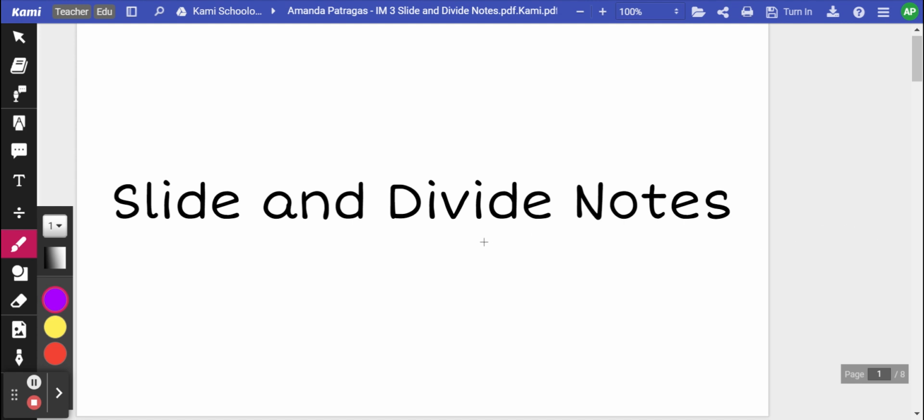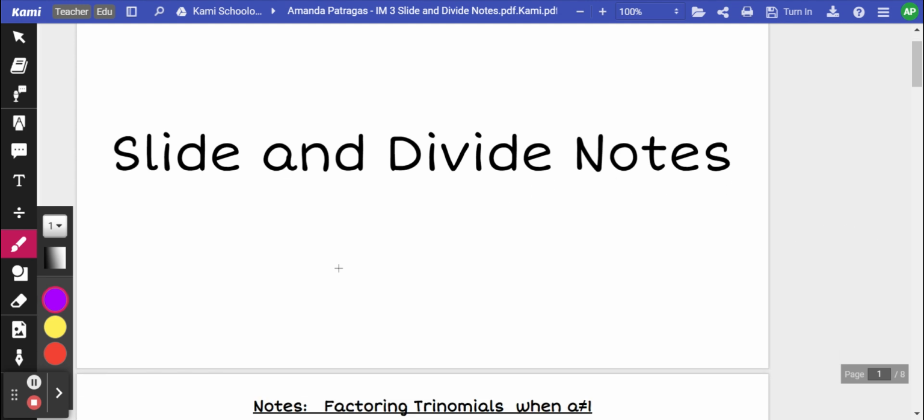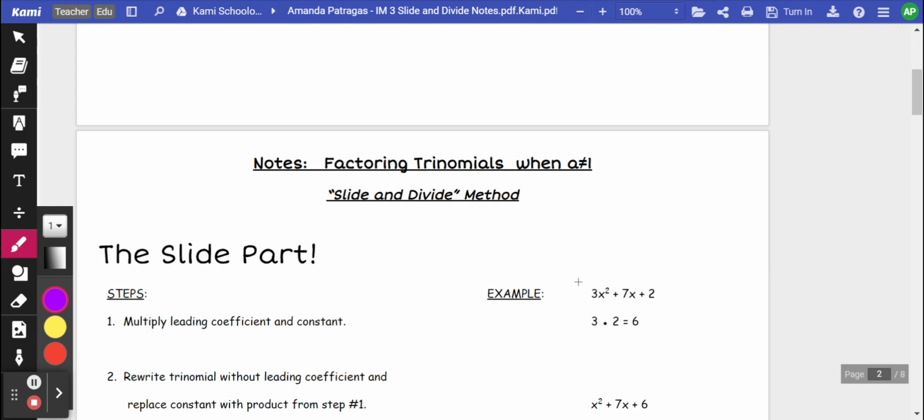We use slide and divide when the number in front of the x squared is larger than 1. Okay, so here's an example of one of the problems we'd be talking about. See how there's a 3 in front of x squared, and there is no greatest common factor. 3, 7, and 2 do not share a number. So here's what we need to do.